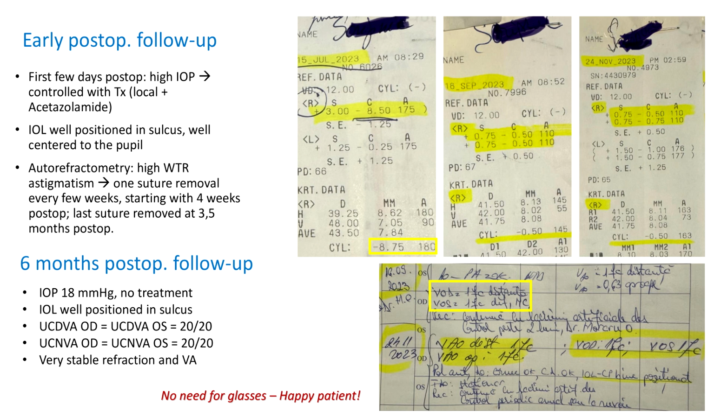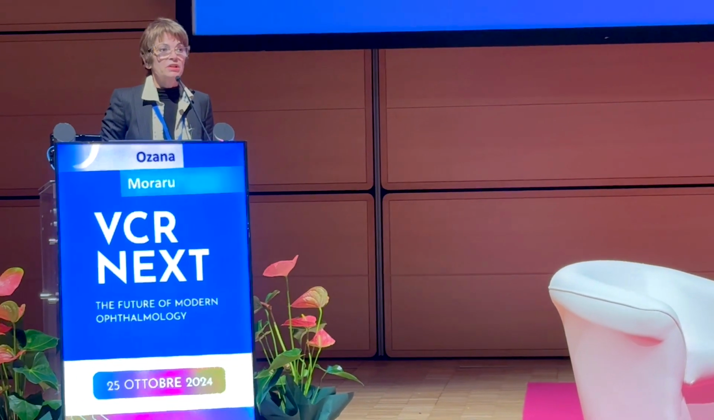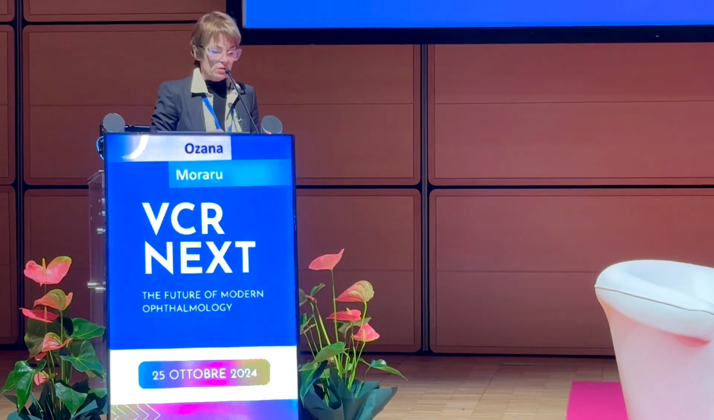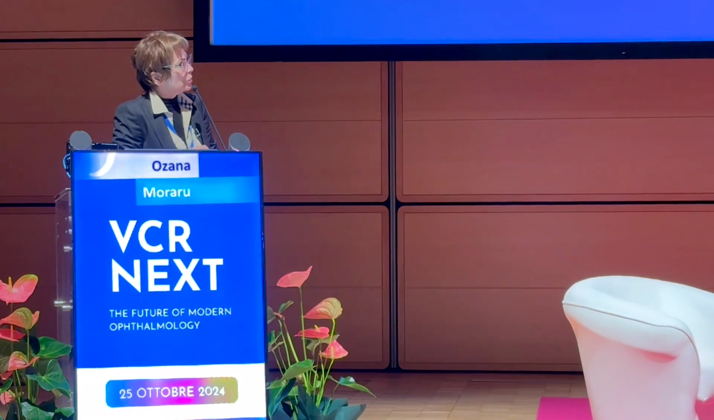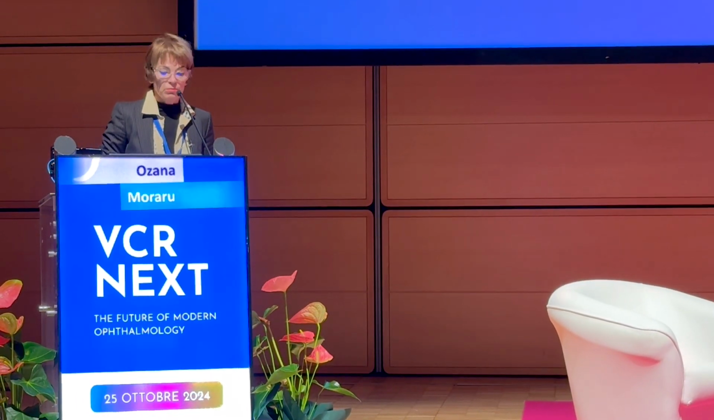And why was that? Because I started to remove the sutures step by step, starting at 4 weeks post-op, not earlier. At 6 months post-op, the IOP is very well, with no treatment. The IOL is well positioned in sulcus, so for the moment it was still stable. The visual acuity was very good, and the patient was very happy. Now she is at 1.5 years, and things are doing very well. She's still happy. What you see here written by hand, 1FC, means 20/20 plano in both eyes.